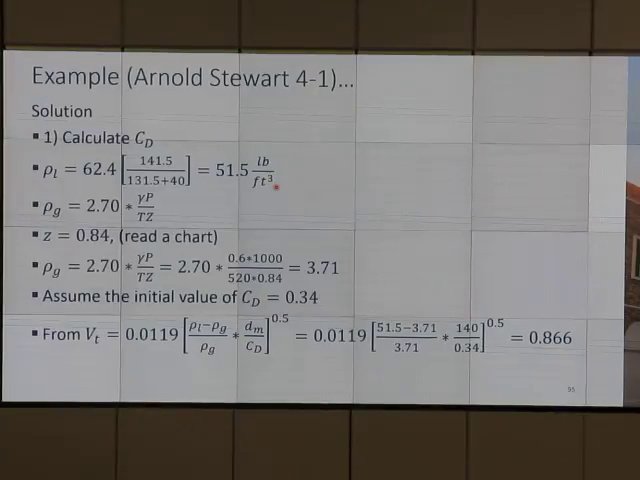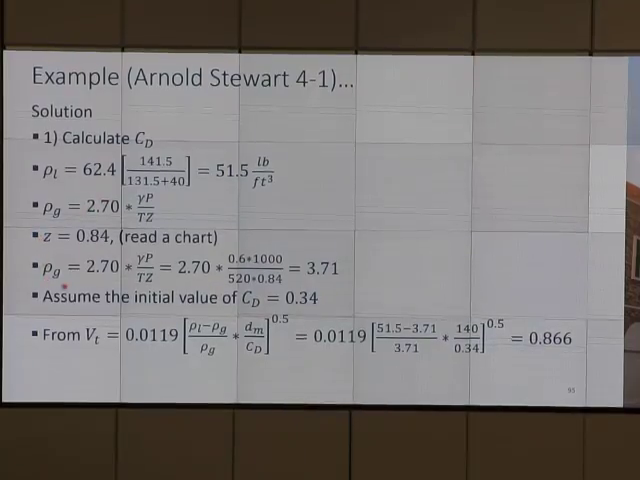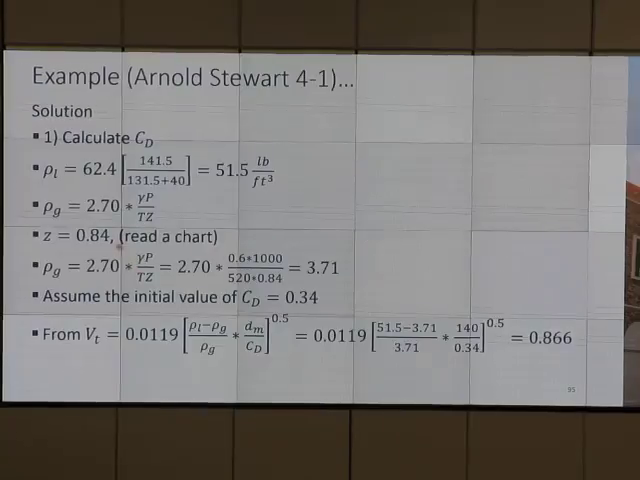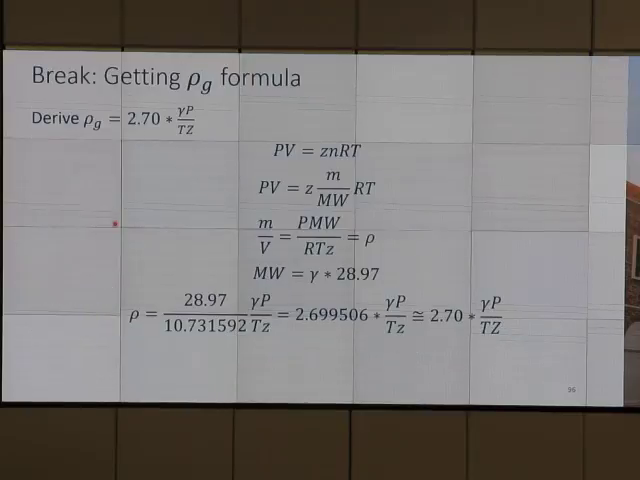Look at this one. Step 1, get the turbulent flow drag coefficient. So get the density of liquid, get the density of gas, read the compressibility factor chart, and put it in the formula to get the V value. After you get the V value, recalculate. See, rho G equals 2.70 gamma P over TZ. Where does this formula come from? It's from PV equals nRT. We will use that later in the compressor part.